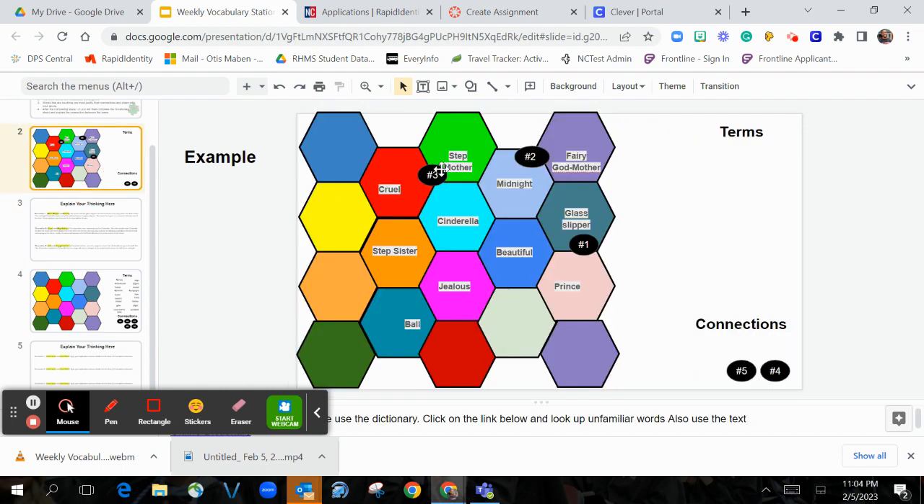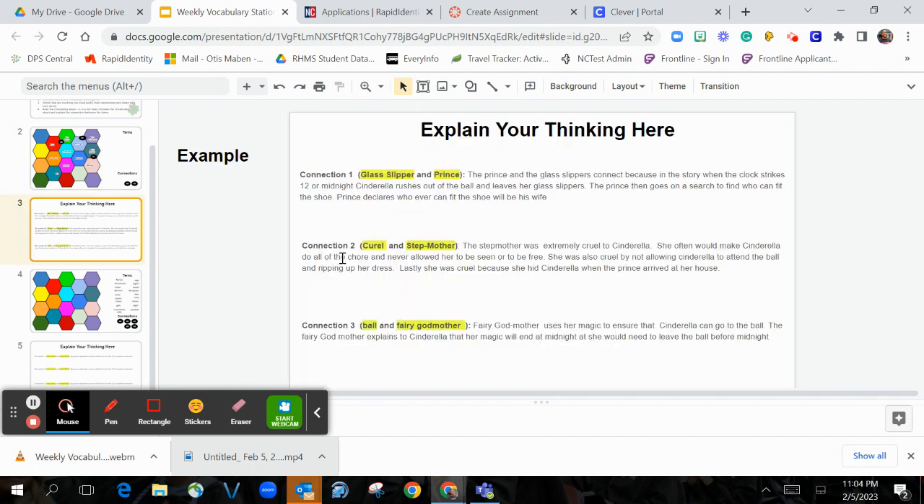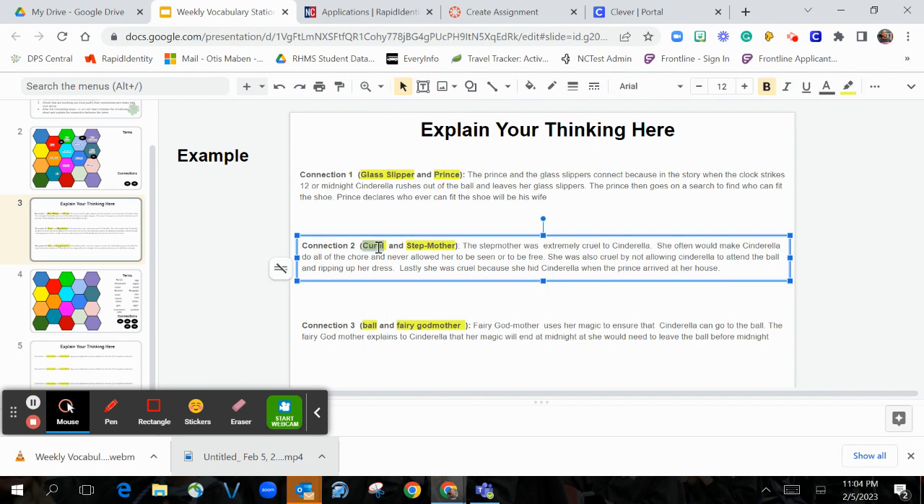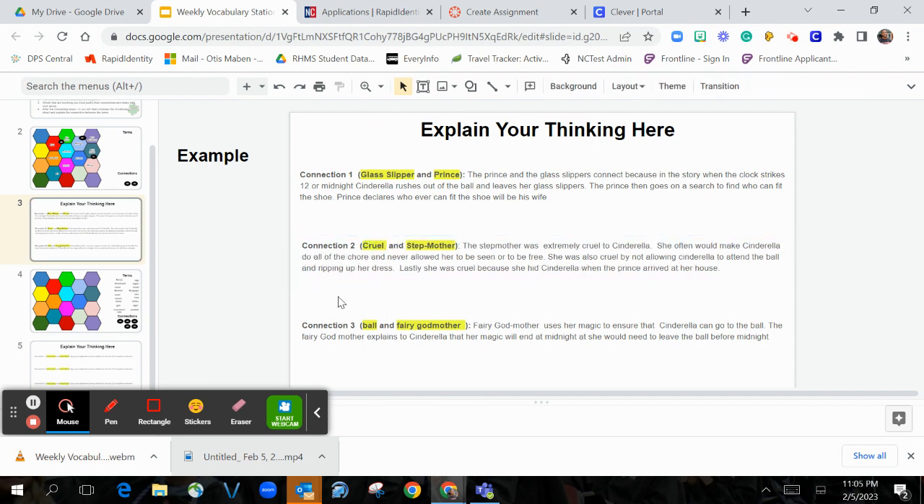Going back to my example, I look at the stepmother and I look at cruel. The stepmother was cruel to Cinderella. So we see how these terms all connect together. I go back here, and I noticed I spelled it wrong, but I had the word cruel and stepmother. Again, I talk about how those 2 words connect together.